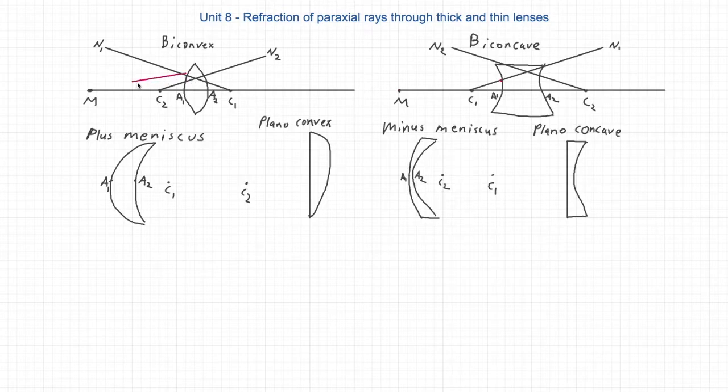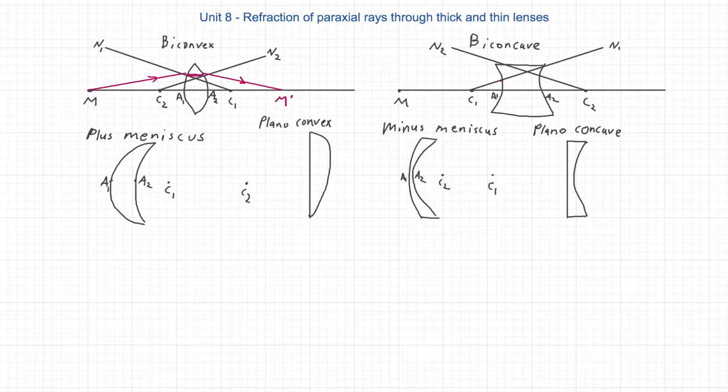Now, I placed object M arbitrarily there. I've created my ray coming out from M, bent toward the normal, because we're going from a lower index to a higher index in the lens. And then the ray that exits the lens is bent away from the normal and creating an image at M prime.